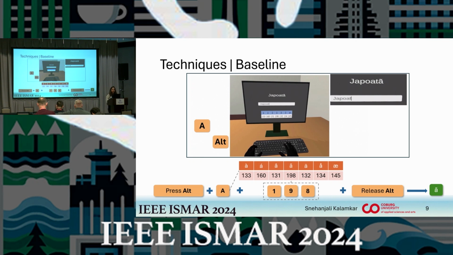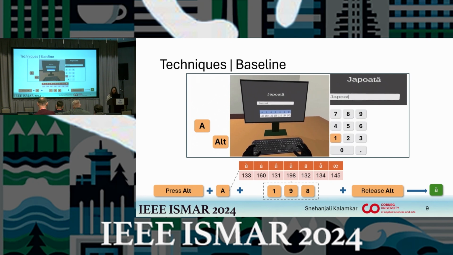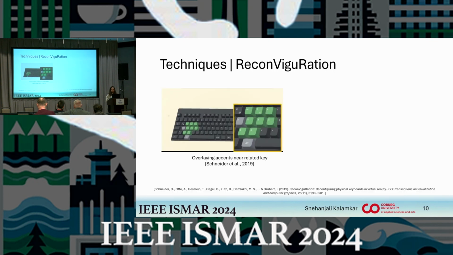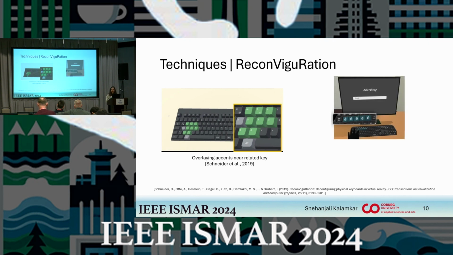While still holding Alt, the user then enters the respective 3-digit code here, which is 198, and releases Alt to confirm the entry, and the accented character A with a tilde is added to the text. In the reconfiguration technique, we followed the original idea of using the Alt key to modify key mappings relative to the base key and highlighting the accented characters with a different color.